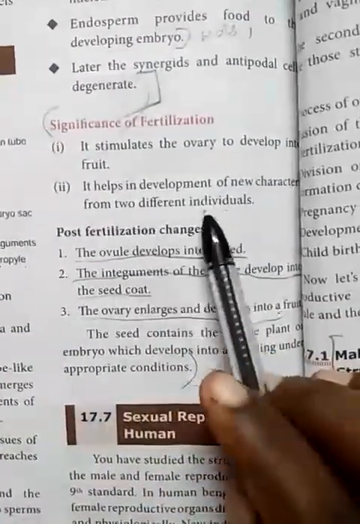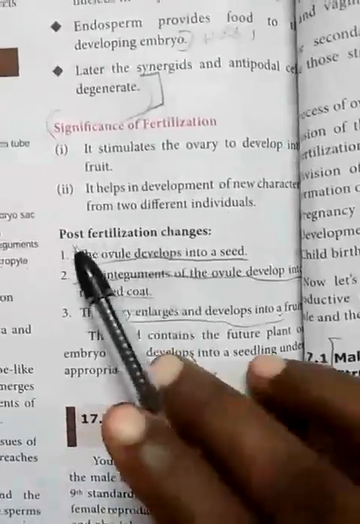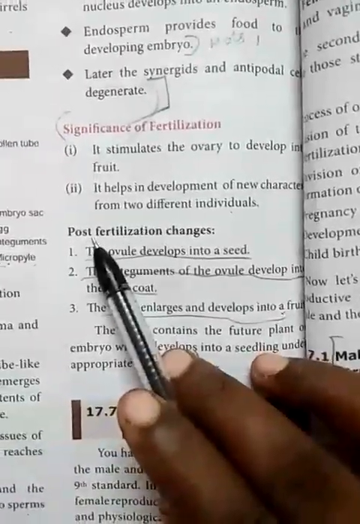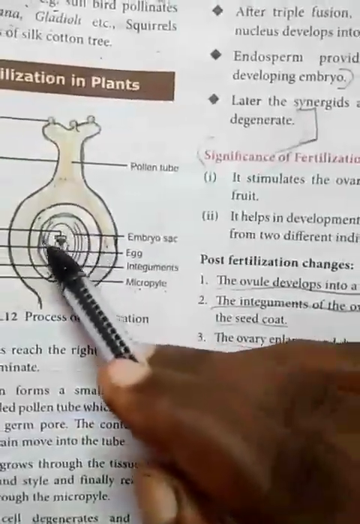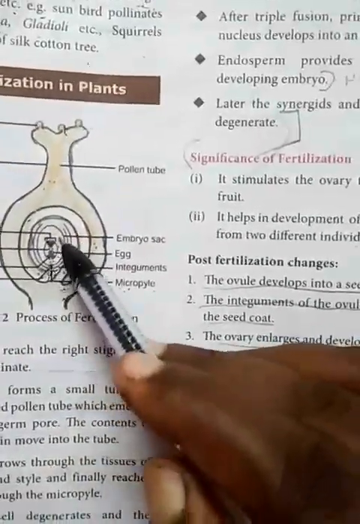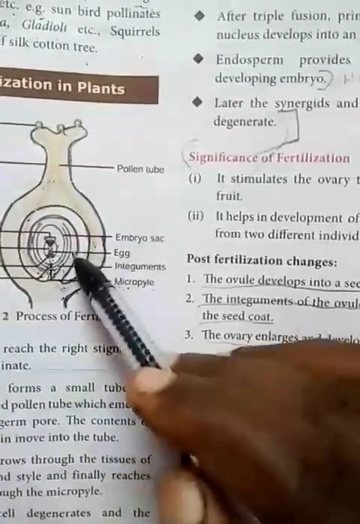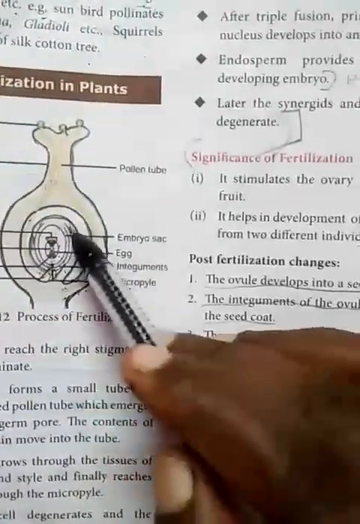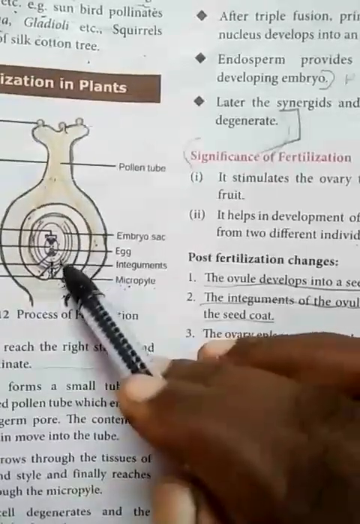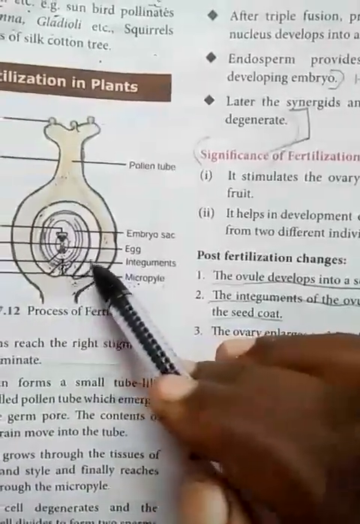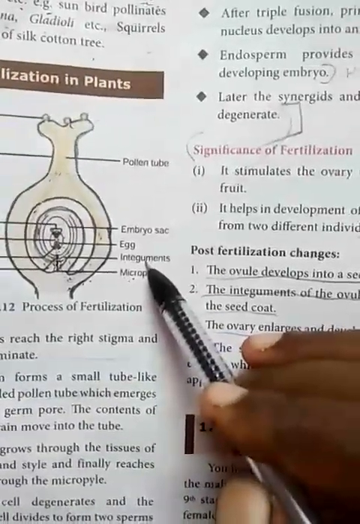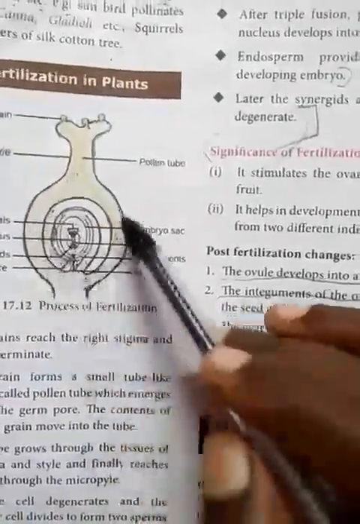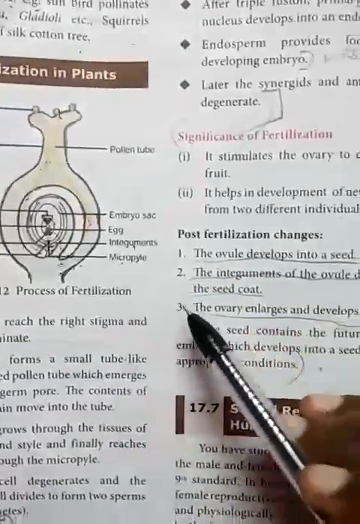Now after the fertilization is over, what are the changes taking place? These are called post-fertilization changes. After the fertilization, the ovule will develop into the seed. The integuments are the protective cover, the two outer walls around the ovule. This integument will develop into the seed coat, and the ovary will enlarge and develop into the fruit.